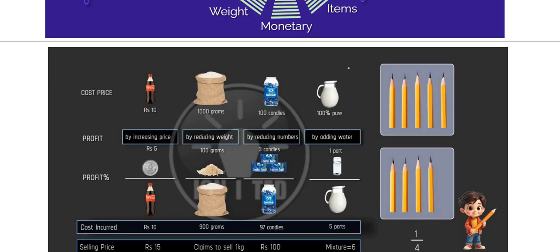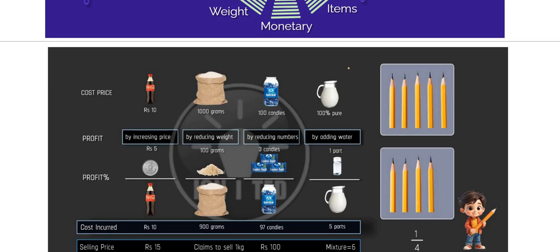Similarly, in case of a jar of candies, you have 100 candies, you took 3 candies away, and you are actually selling 97 candies. So 3 upon 97 is your profit percent. Suppose you are putting some water in milk, then the water, whatever is there, is going to be your profit, and the actual milk amount, pure milk, is going to be your CP. So that way you can easily find out the profit percent.